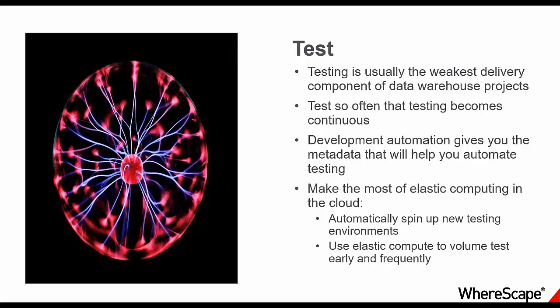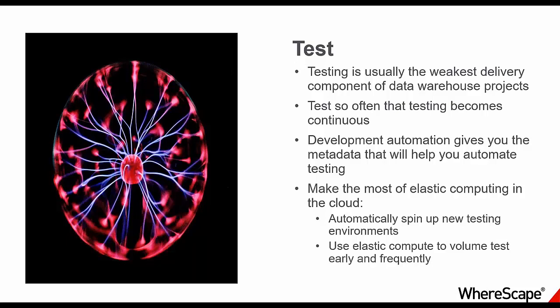It just becomes continuous. I do a new piece of development. I then push this into a test environment. I run the test against a known set of data, and I know that this works, and also that I haven't broken anybody else's work. So if you're using automation tools, the metadata helps you automate the testing.